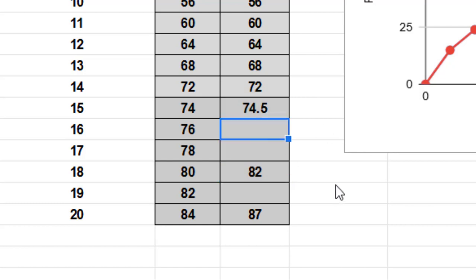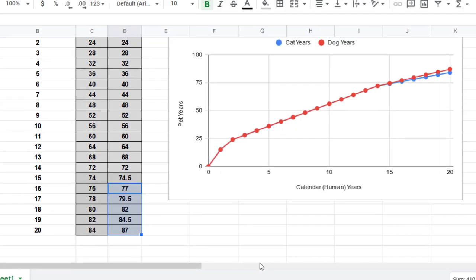In case you don't feel like doing the decimals in your head, I'm going to do it this way. Equals that plus 2.5, and then I'm going to drag that formula down, and you're going to see what happens. And there you saw the little dog years get added to the chart as well. And it's nice. Remember, the cat years don't magically appear out here at year 14 and 15. It's just that the dog and cat years are the same up to that point. All right, so we've got ourselves a nice filled-in chart.